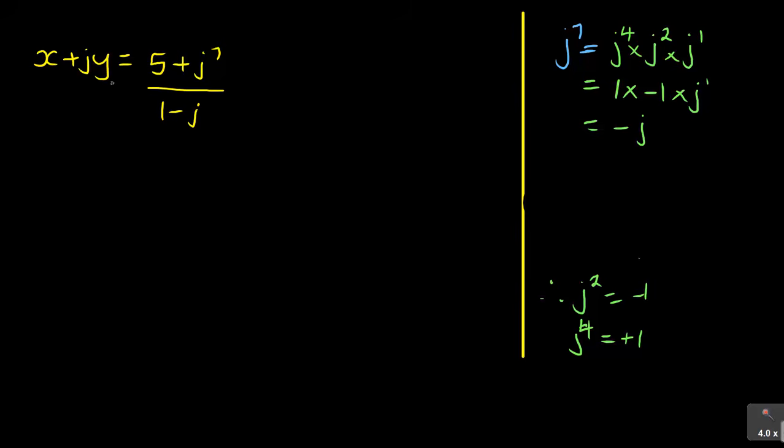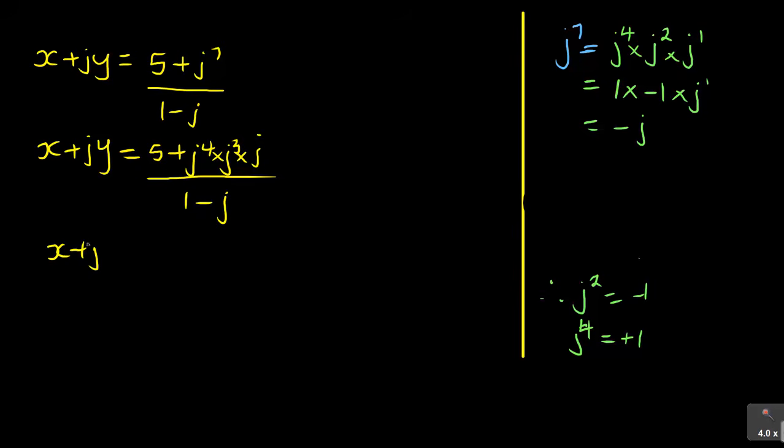If I therefore come here to simplify, it will be x plus jy is equal to 5 plus j4 times j3 times j, and remember, you need to show your working, all over 1 minus j. If we continue, we've got x plus jy is equal to 5, as we simplified, minus j over 1 minus j. So we have this.